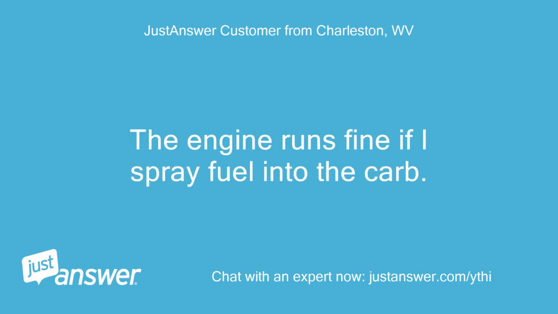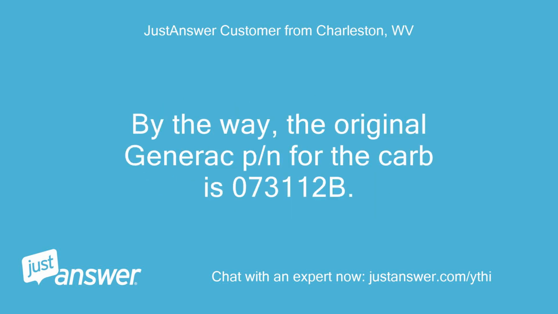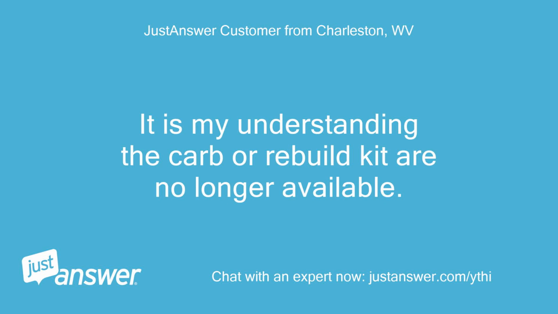The engine runs fine if I spray fuel into the carb. The internal of the carb is in bad shape and the gentleman is going to rely on the generator. By the way, the original Generac PN for the carb is 073112B. It is my understanding the carb or rebuild kit are no longer available.